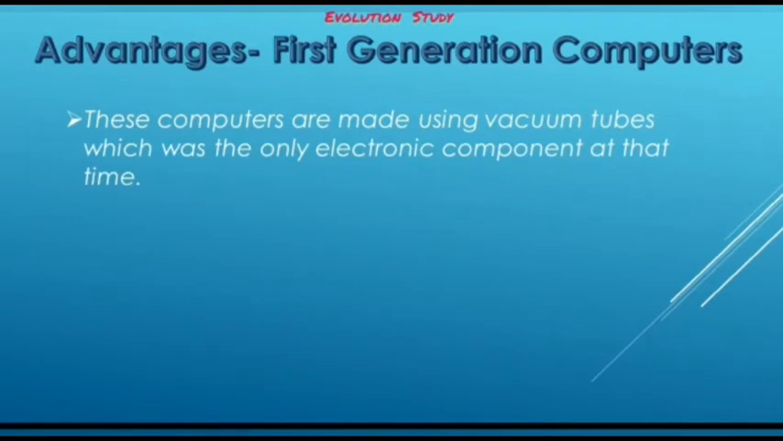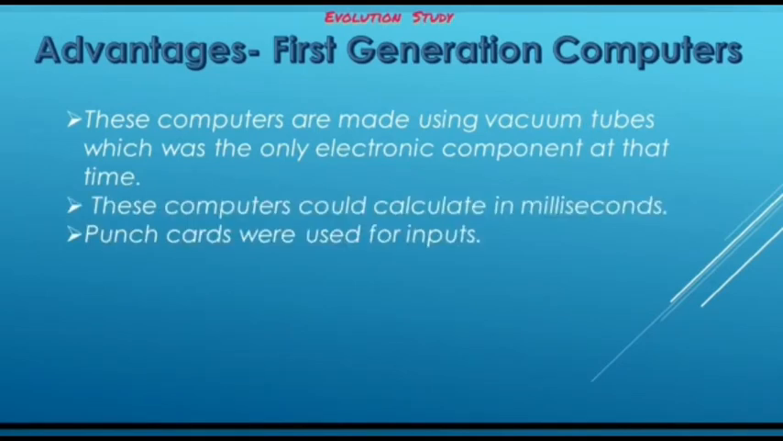Now let's talk about the advantages of the first generation computers. These computers are made using vacuum tubes, which was the only electronic component at that time. These computers could calculate in milliseconds. Punch cards were used for inputs.